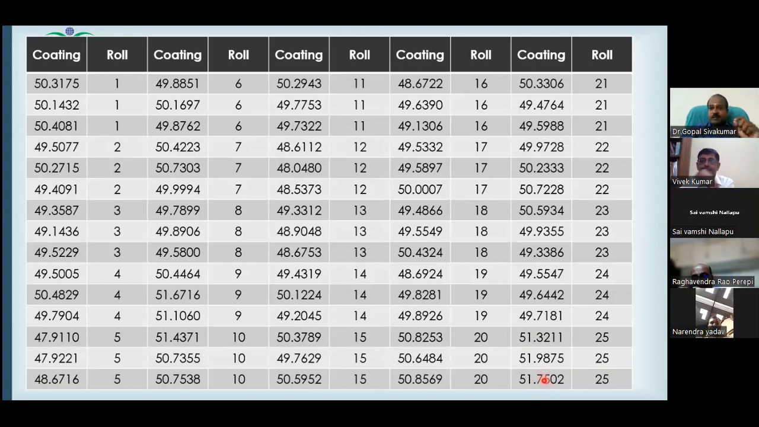If you only keep an eye on the within batch variation, even if the within batch variation is under control, still the entire lot can get rejected. Do you understand? If the tolerance is 50 plus or minus 0.3 or 0.5, all the 3,000 pieces you produced using roll number 5 will get rejected. That is why, in addition to the within batch variation, you should also control the between batch variation. Do you understand? Yes, sir.